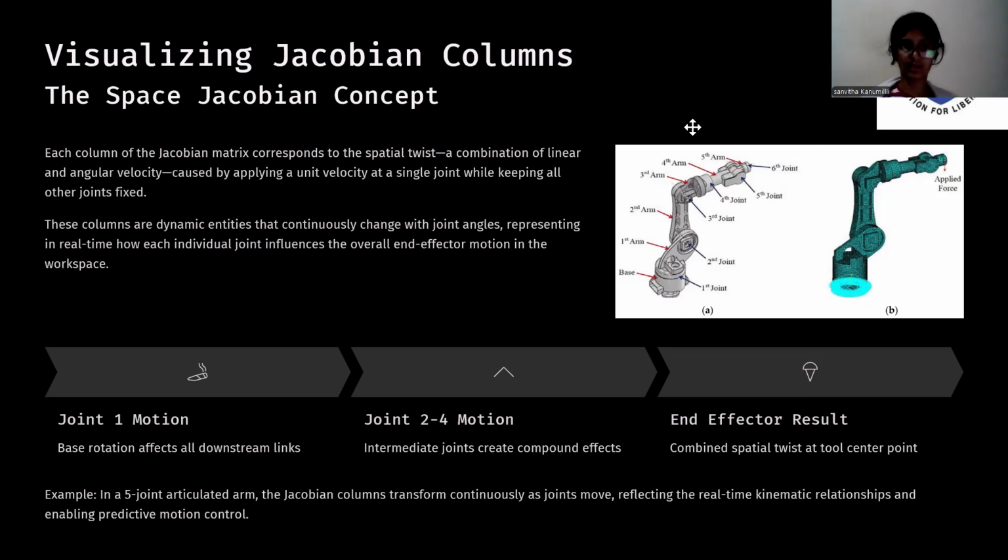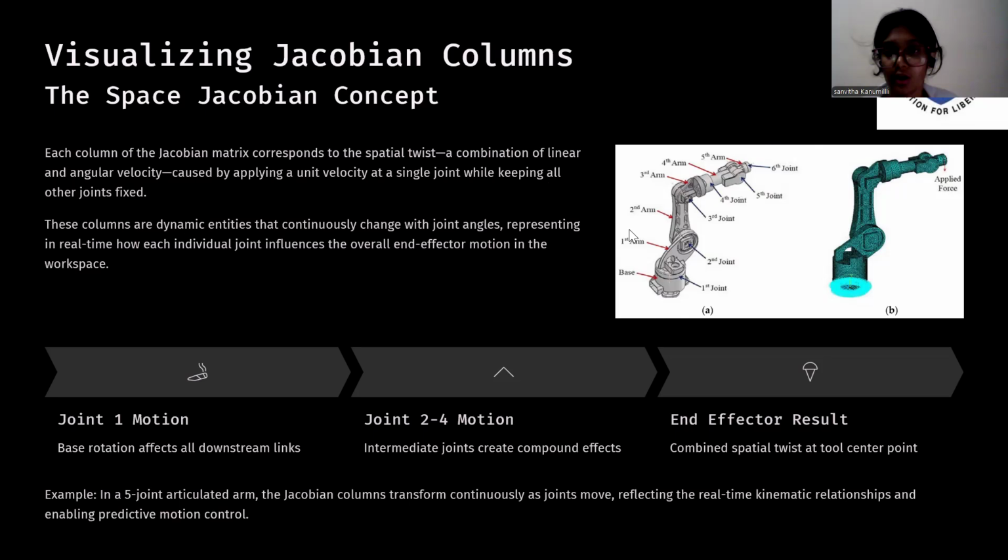Joint 1 motion: base rotation affects all downstream links. Joints 2 to 4 motion: intermediate joints create compound effects. The end effector result is a combined spatial twist at the tool center point. For example, in a 5-joint articulated arm, the Jacobian columns transform continuously as joints move, reflecting the real-time kinematic relationships and enabling predictive motion control.